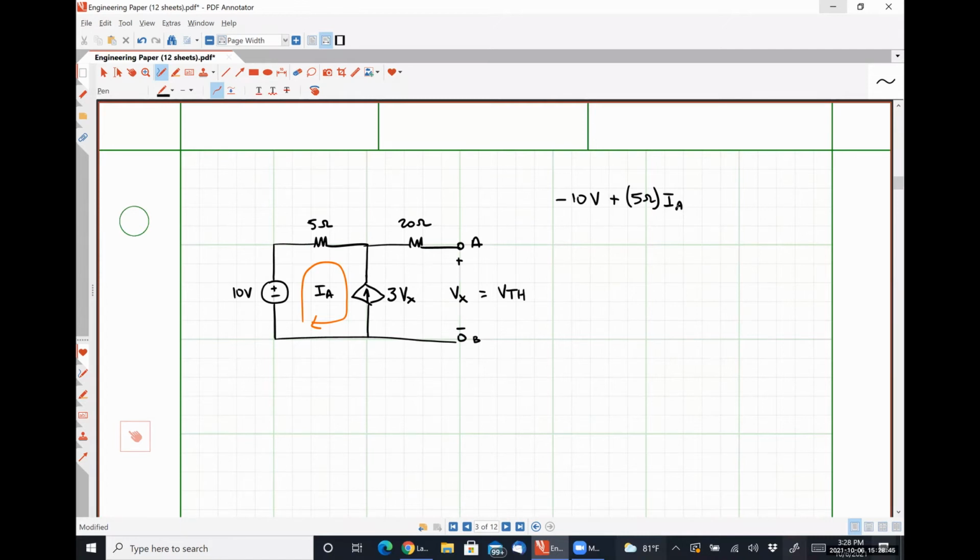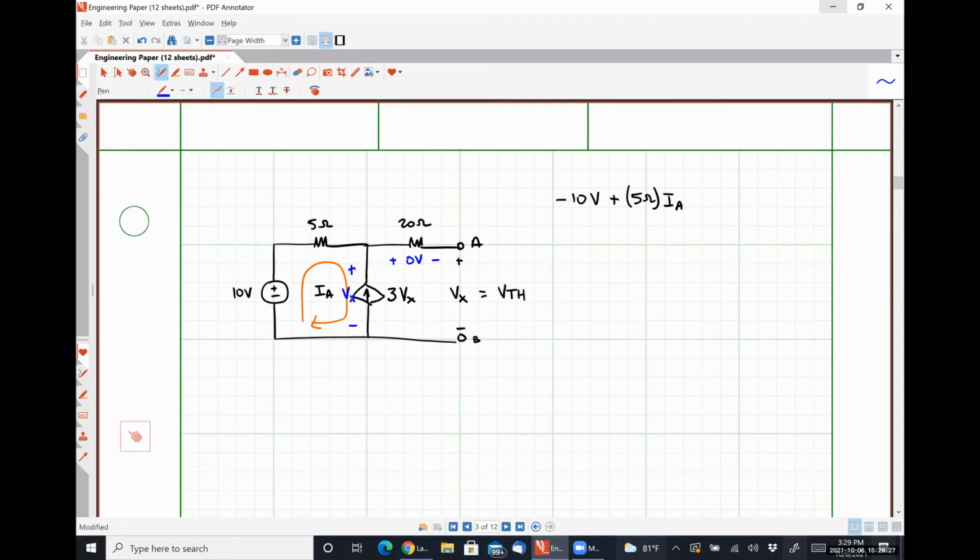So let me ask you guys a question. This is a question that's going to get asked a whole heck of a lot when we're finding open circuit voltages and stuff like that, okay? What is the voltage drop over this 20 ohm resistor? 0 volts, because there's no current flowing through it. So what that means is that the voltage drop across that current source is 1 Vx, right?